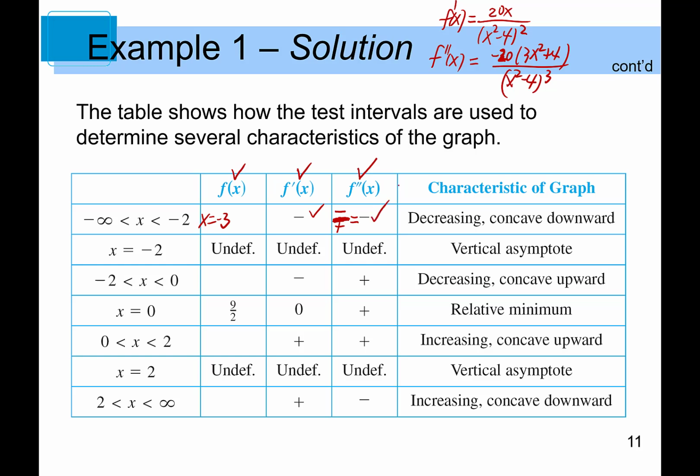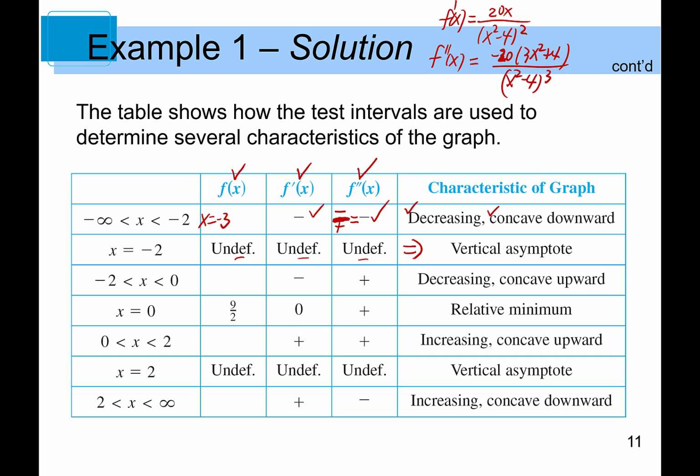So when the first derivative is negative, that means it's decreasing. And when the second derivative is negative, it's concave downward. Okay. And then x equals -2, that's the original function, first derivative, and the second derivative. They're all undefined because all of them have a denominator which is x squared minus 4. When you plug in either -2 or 2, you always end up with a 0 as a denominator. So it's always undefined.